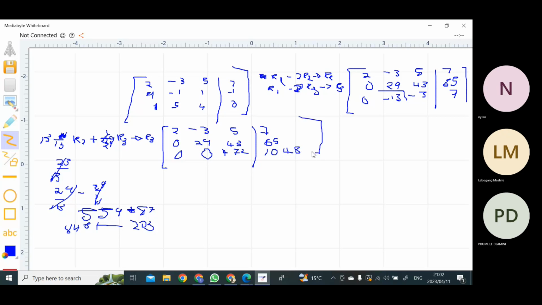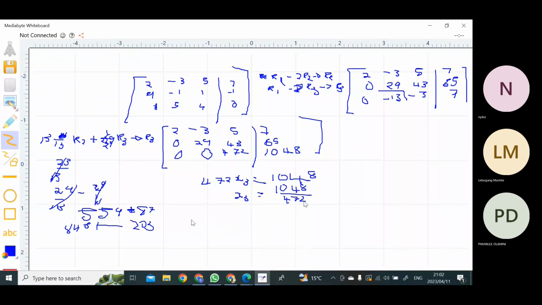So now we can do a backwards substitution. For this matrix that we're working with, it was based on x1, x2, x3. It's going to say 472 x3 equals 1048. Then your x3 you divide; it's going to be equal to 1048 over 472. You can use your calculator, I'm not going to use it now.